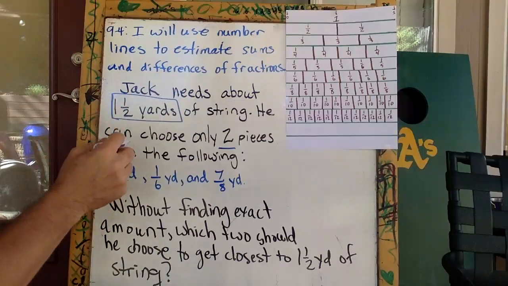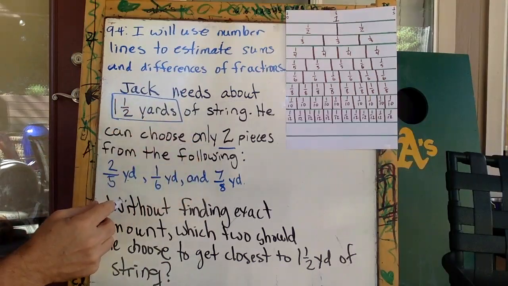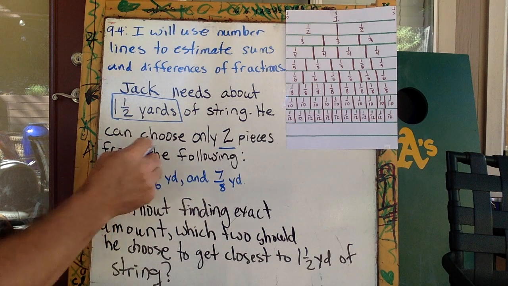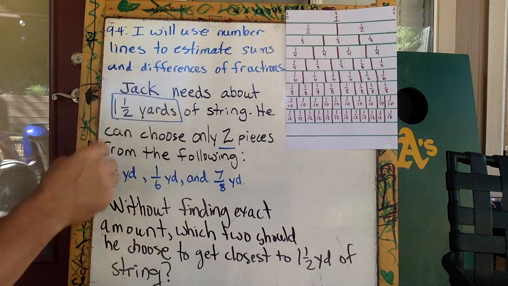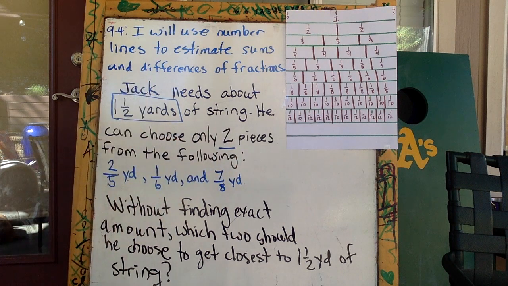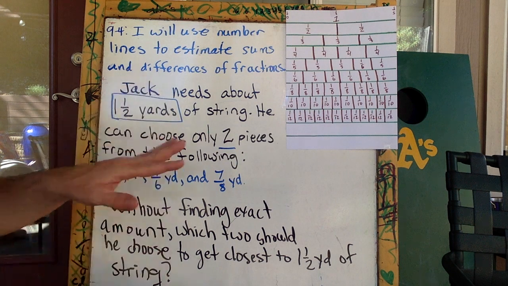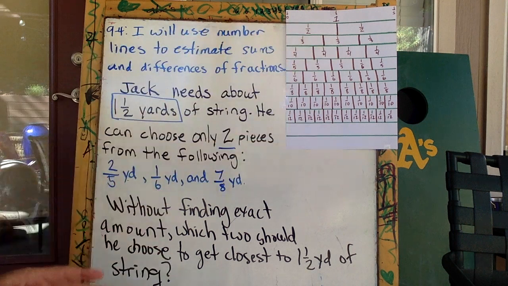See, I'm boxing in keywords. Underlining the question, which is not, but basically he needs 1.5 yards of string. Again, these are some key words, numbers. Okay, so if you didn't pause it, go ahead and pause it and try to see which 2 of these he would need to get 1.5 yards.